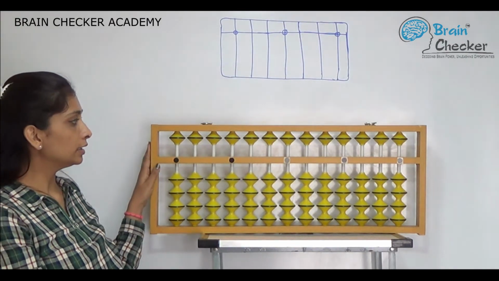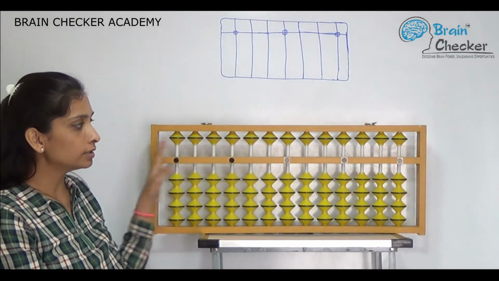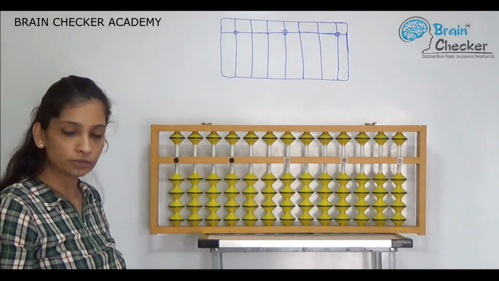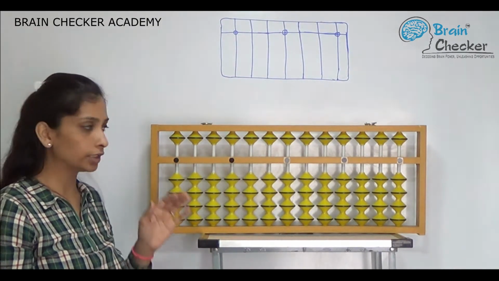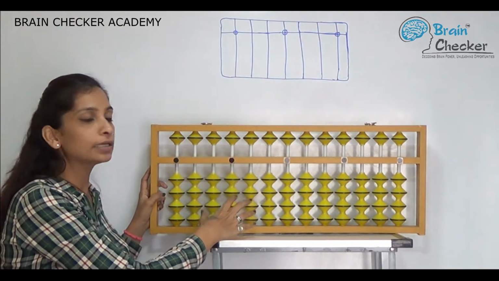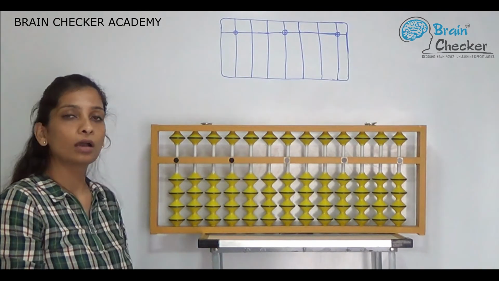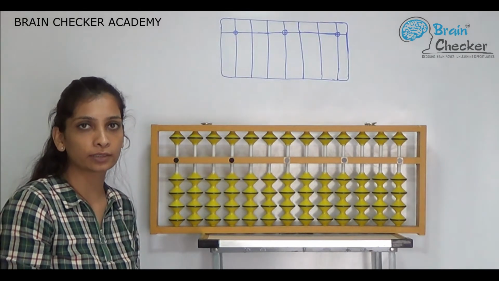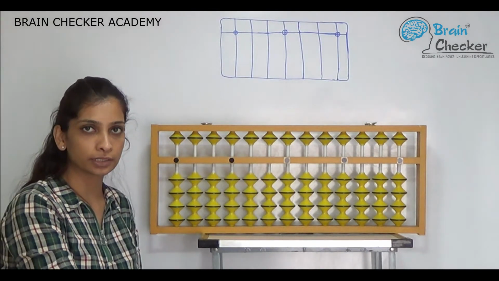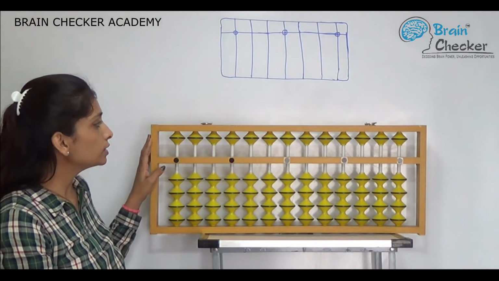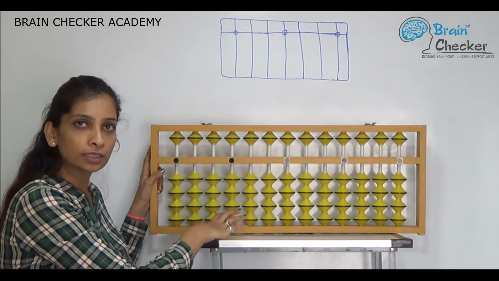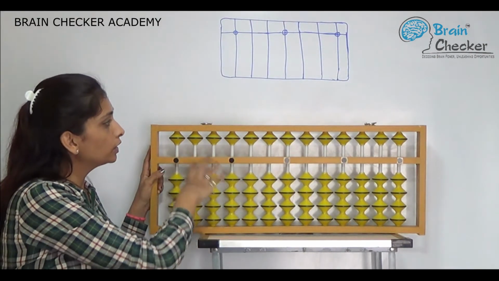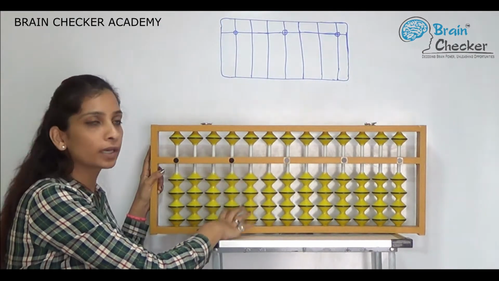Here you can see I have a big abacus. This is for my use, where the children will understand it easily. We have already given you the link from where you have to buy the abacus, which will be useful for the children. Now the first session is an introductory session where you will understand how the abacus looks.